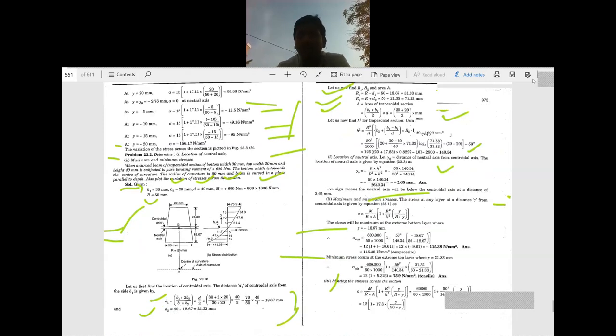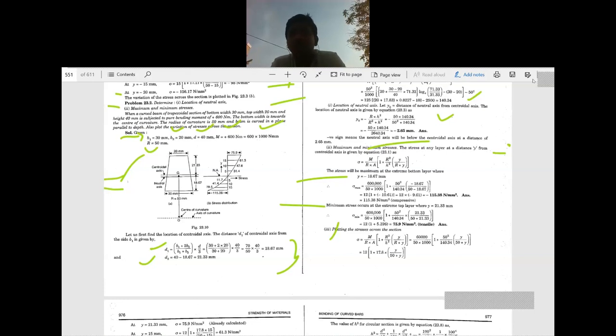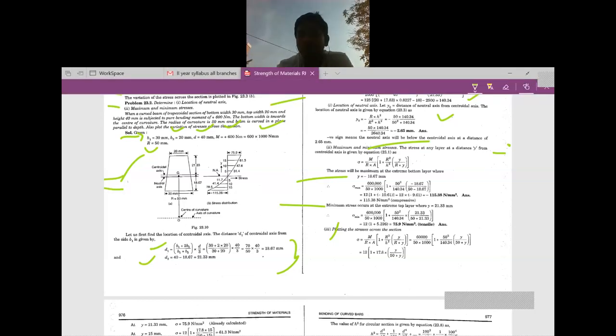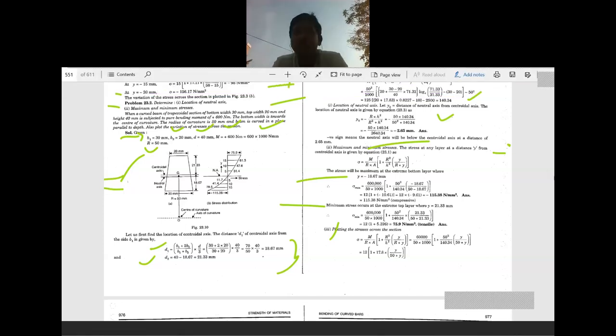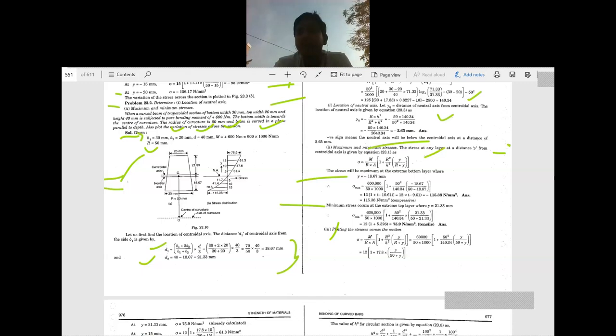Then the standard formula for maximum and minimum stress is sigma is equal to M by (R into A) into 1 plus R square by h square into y by (R plus y). The stress will be maximum at the extreme bottom layer where y is equal to minus 18.67. So you substitute y as minus 18.67. Minimum stress occurs at the extreme top layer where y is equal to 21.33. This is the compressive stress. This is a tensile stress.